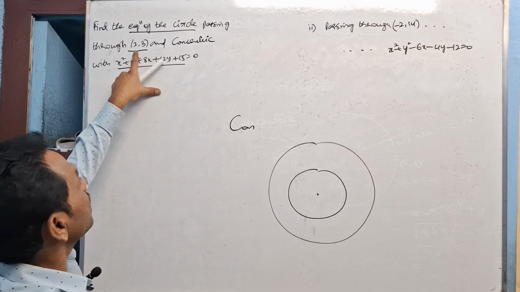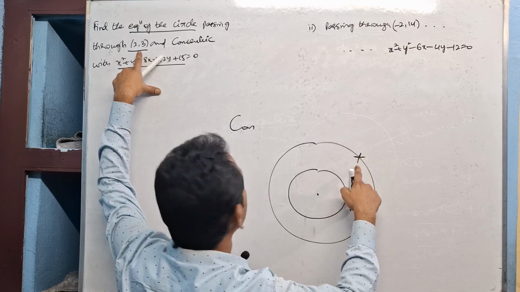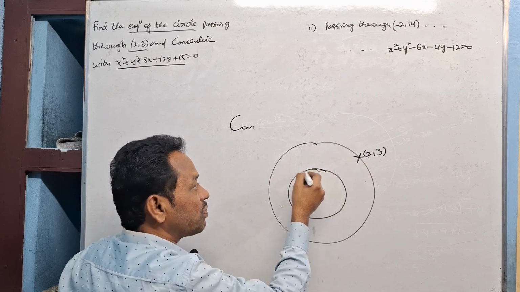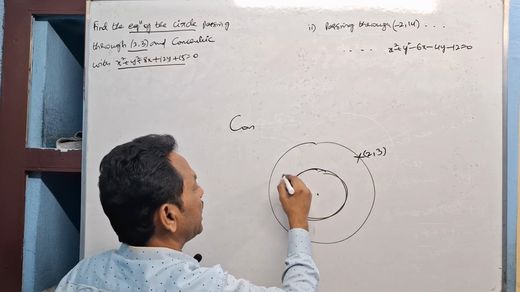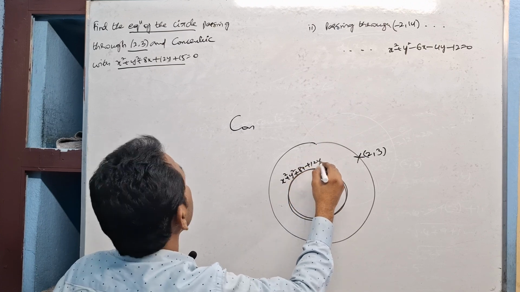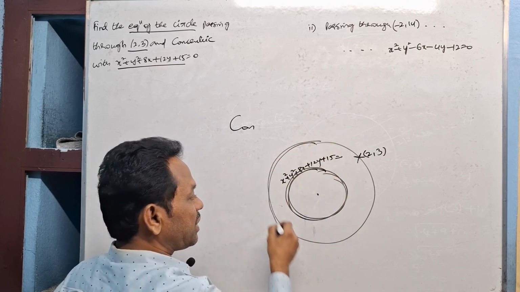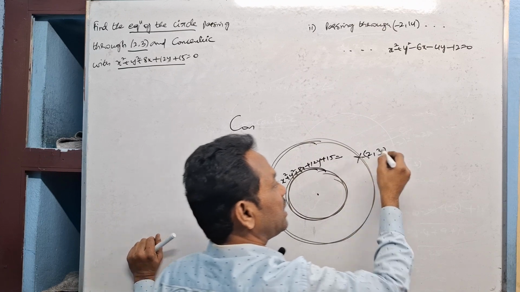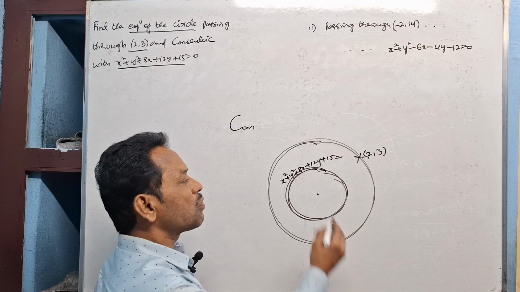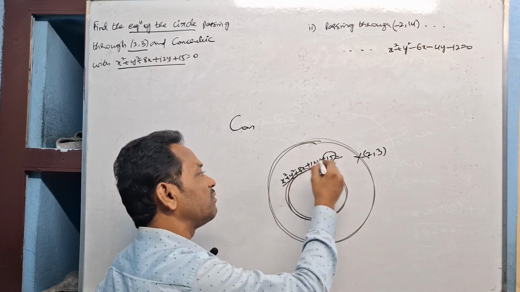So here, this is the required circle. Our circle is passing through 2 comma 3 and is concentric with the circle x square plus y square plus 8x plus 12y plus 15 equals 0. We need the equation of this circle, given that it is passing through 2 comma 3. If two circles are concentric, there is a difference in the constant only. All the remaining terms will be the same.